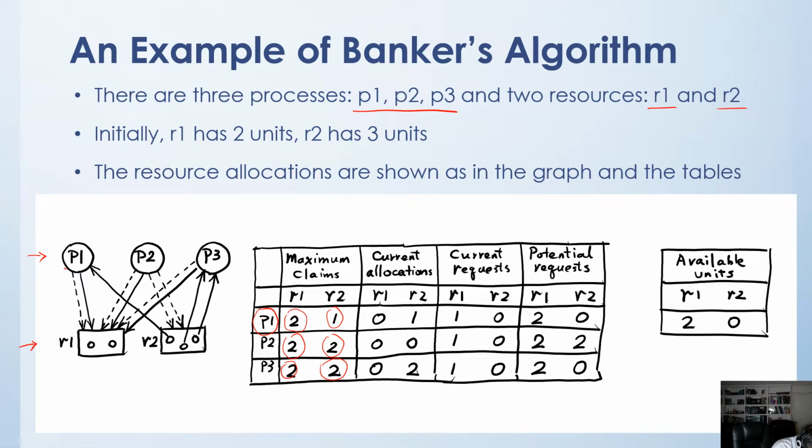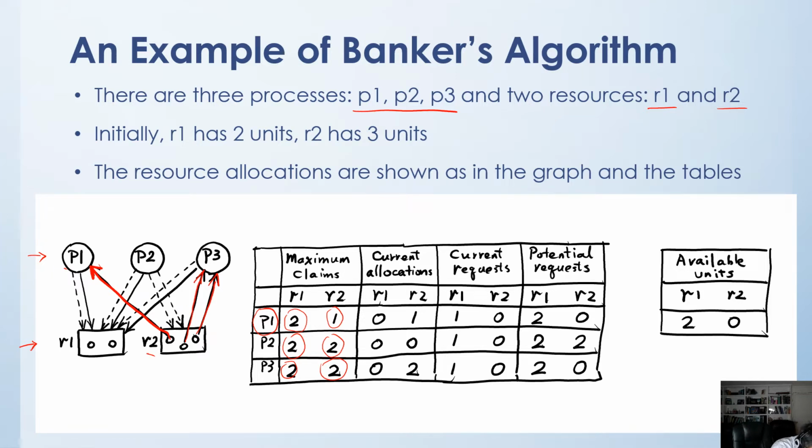P1 has no allocation for R1, but there's 1 allocation for R2, right? That's the allocation for R2. Okay, and P2 has no allocation. You can see P2 has only the request and the claim. P3 has 2 allocations, right? For R2. Okay, it's for R2.